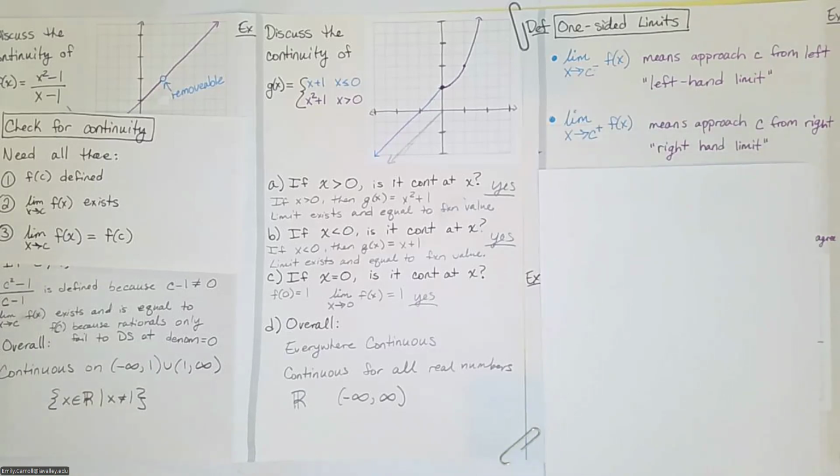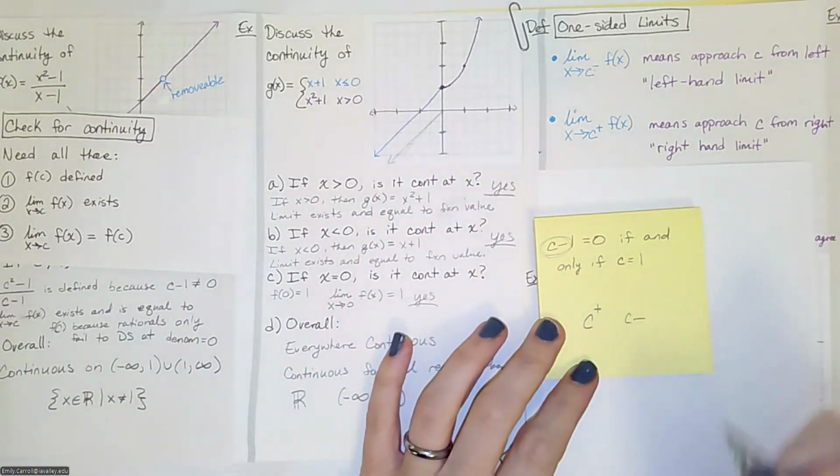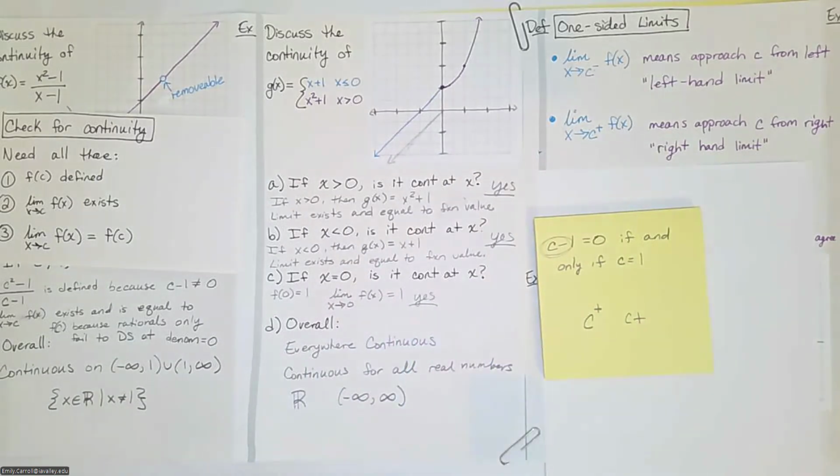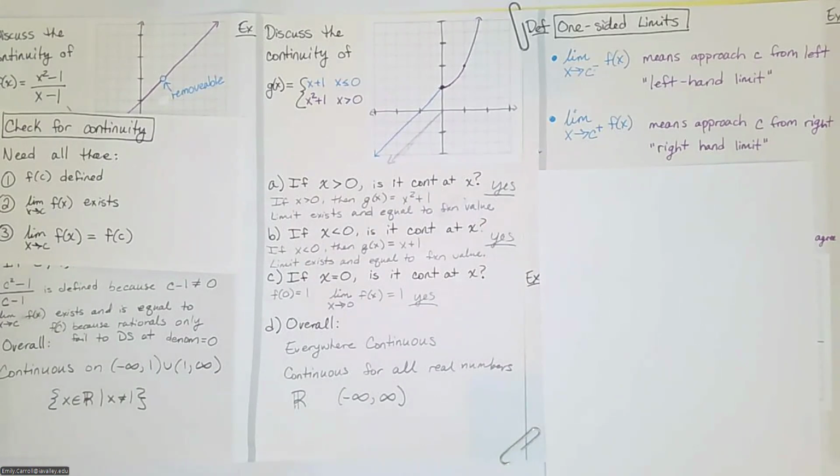If I put a plus sign up there instead, again, the plus sign is going to end up looking like a little exponent and not just off to the side. That means we're approaching C from the right, or taking a right-hand limit.